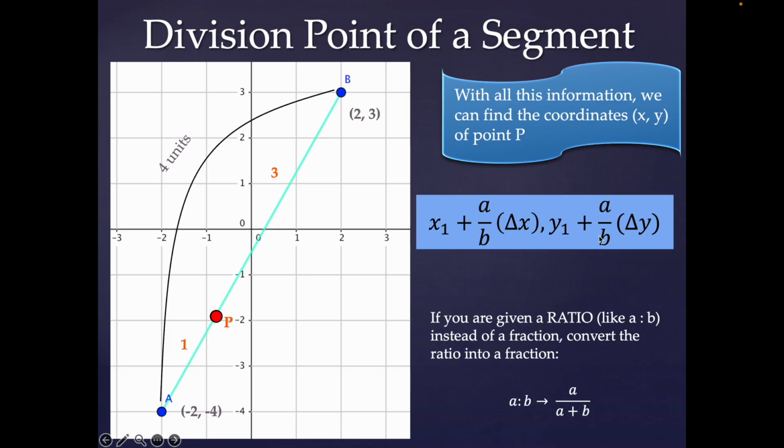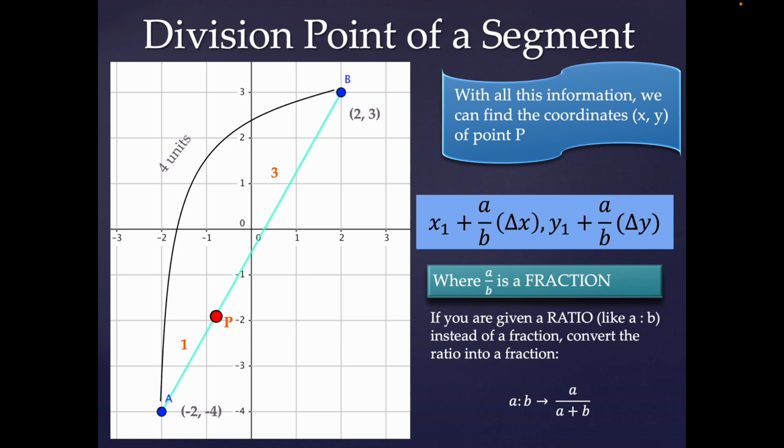And to find the y coordinate, you would use your y1 plus a over b times delta y, which is y2 minus y1. It's important that you know that a over b is a fraction. However, sometimes you will not be given a fraction, sometimes you will be given a ratio. And if you are given a ratio, you have to convert it into a fraction. The following formula will help you do that.